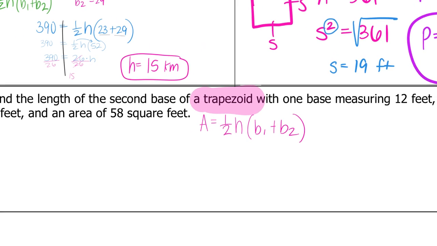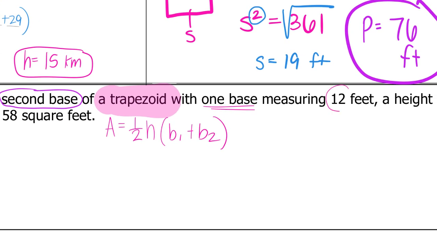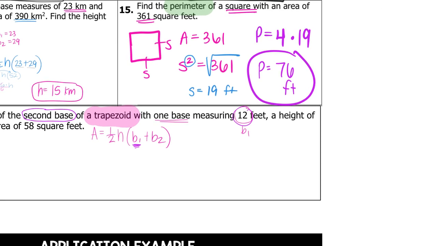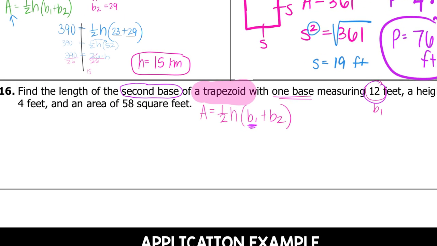So let's see, we're asking for the second base, and they're giving us one of the other bases, right? So base 1 is 12 feet. So that's going to go right here for base 1. And then they also give us the height. The height is 4. So that's going to go in for the height right here. And then we have the area as well. So the area is 58. That's going to go right here for area. So let's go ahead and fill in all of this information.